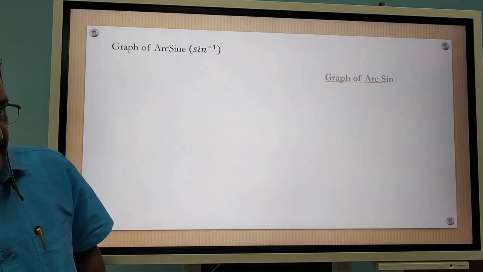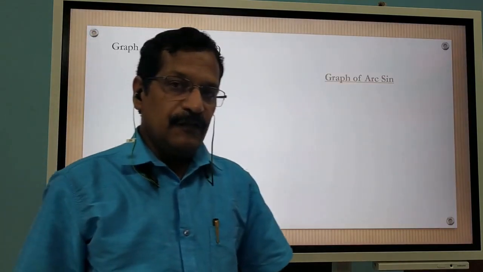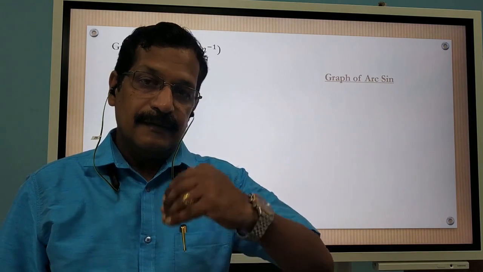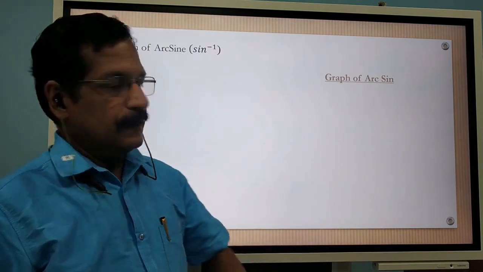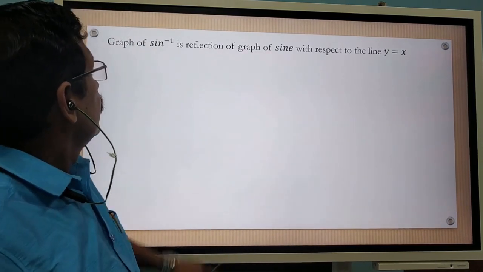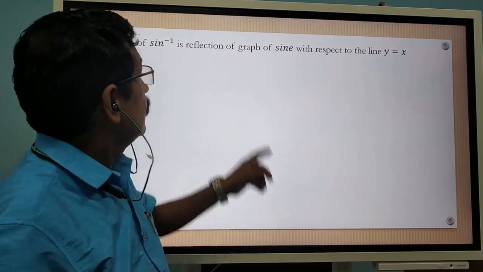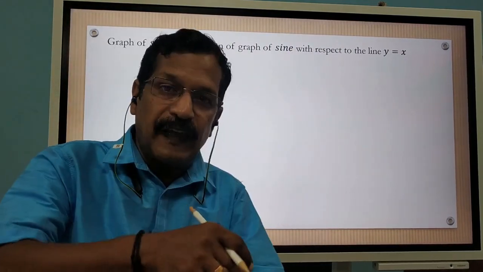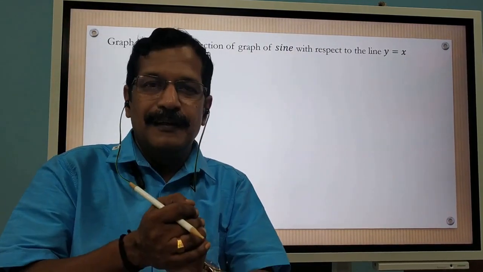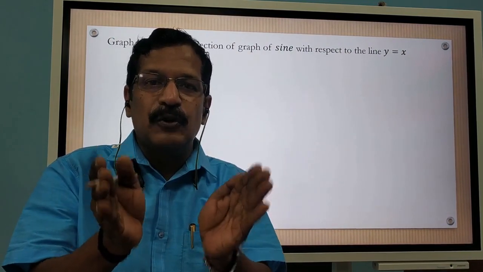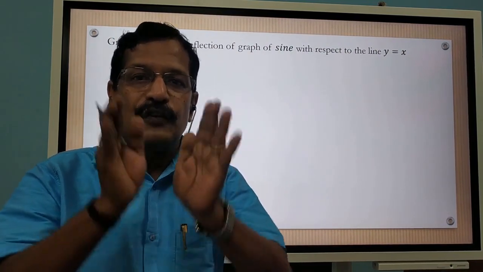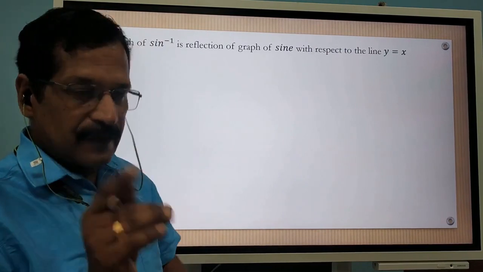So we have discussed sine inverse and the graph of sine inverse. Now, between the graph of sine inverse and the graph of sine, there is a relation. It is the mirror image about the line y is equal to x. Let us see.